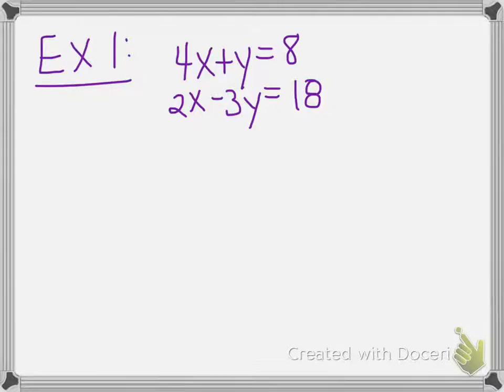Let's say we had this given as a problem, and all you see is 4x plus y equals 8 and 2x minus 3y equals 18. And the directions say solve. Okay, well, that means probably nothing to you. How do I solve this? What does it even mean to solve this?